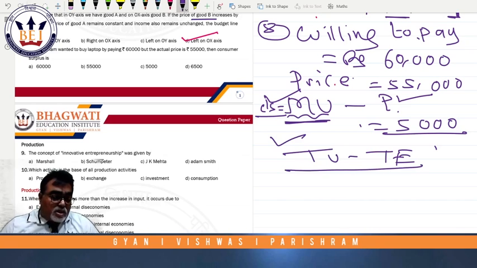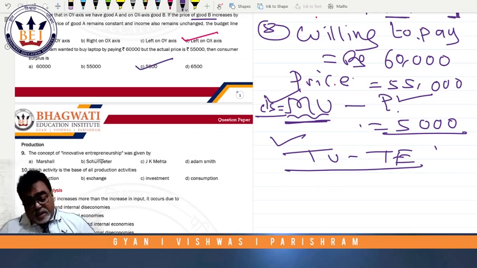In this question, just for your knowledge, I am adding this value-added thing. In this question, they have not asked about total expenditure. Only in a simple way they have asked that the consumer is ready to pay. So simply we deduct this. My answer would come out as 5,000. That is C, Chennai.